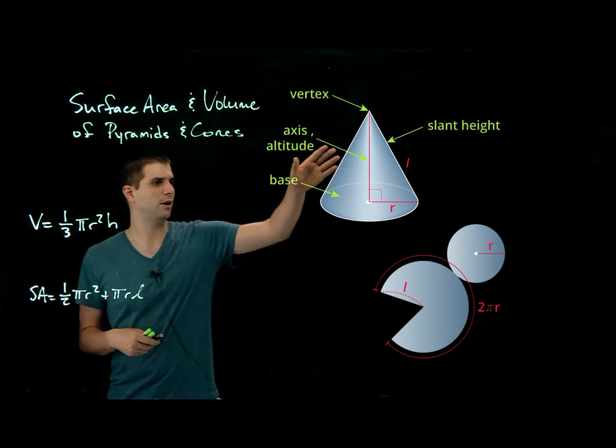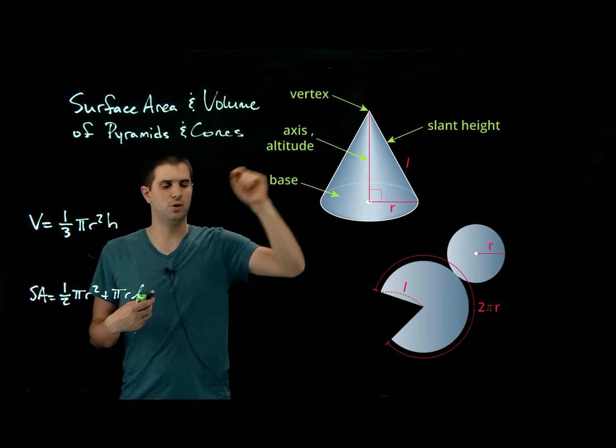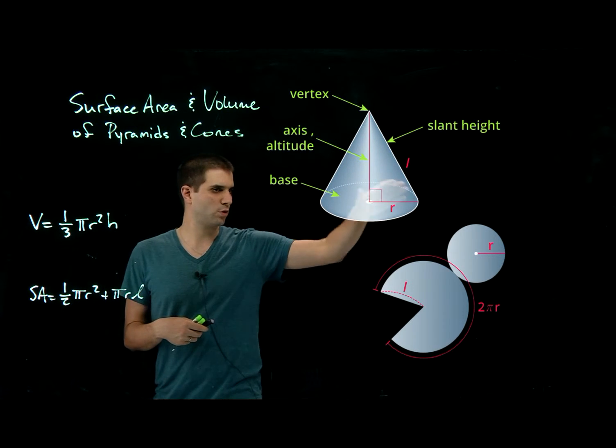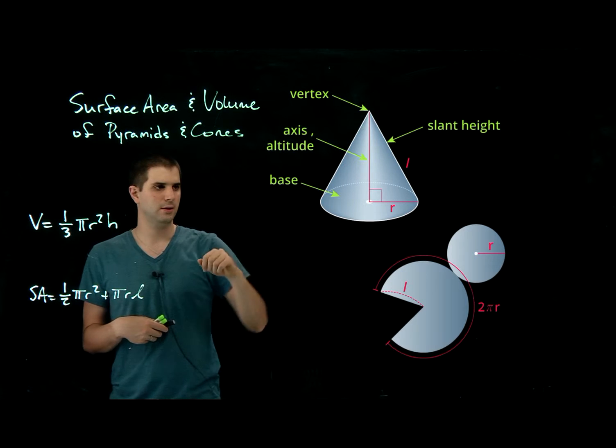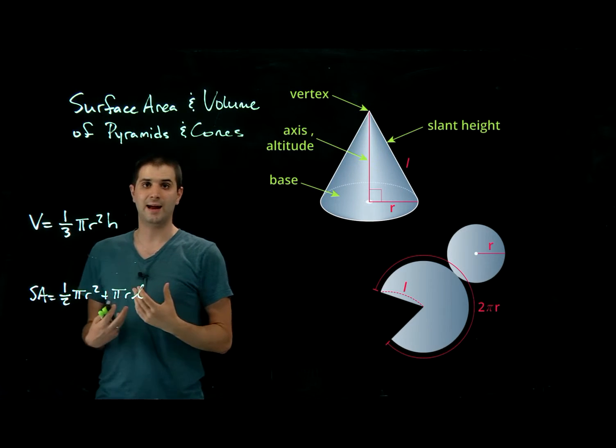Okay, what are the parts of cones? Okay, so we have a cone here. We have a vertex. Okay, this is our altitude, our height, sometimes called an axis. Okay, the circle is of course our base. All right, and we have of course here and here the slant height.